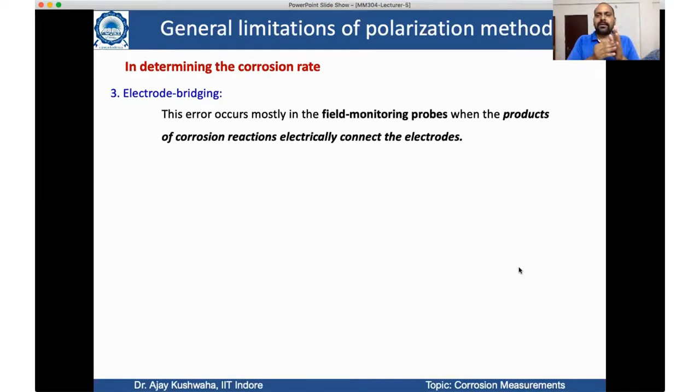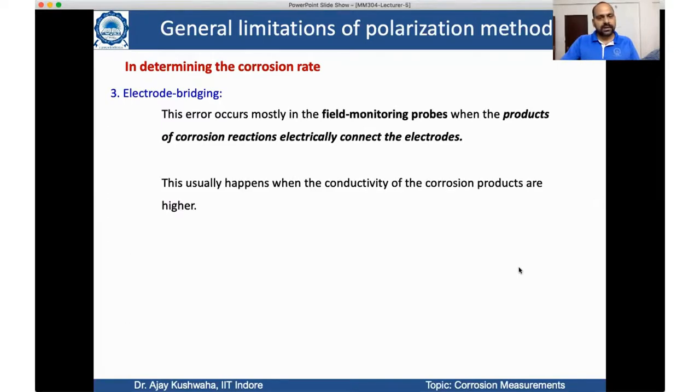So what is happening? We are expecting a corrosion current due to the electrochemical cell, but actually the product of the corrosion reaction has electrically connected the electrodes. So when this is electrically connected, we are not getting the actual current, right? So this is another problem. This usually happens when the conductivity of the corrosion product is higher. Some corrosion products are highly conductive; if they are less conductive, then of course the conduction will be through the electrolyte.